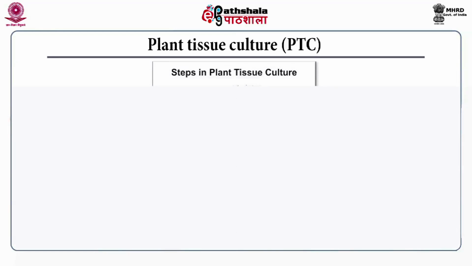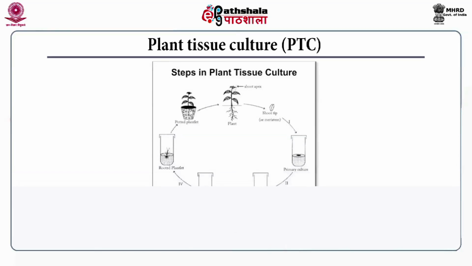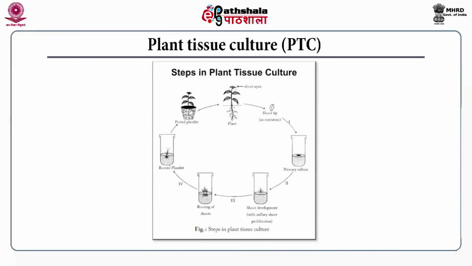This figure shows different steps in plant tissue culture. So, here first of all we have a plant and from the plant we take a shoot tip or meristem. Then this shoot tip is grown in the media or in the culture that is called a primary culture. Students should know that there is not a common media. Different types of media can be used for different plants.